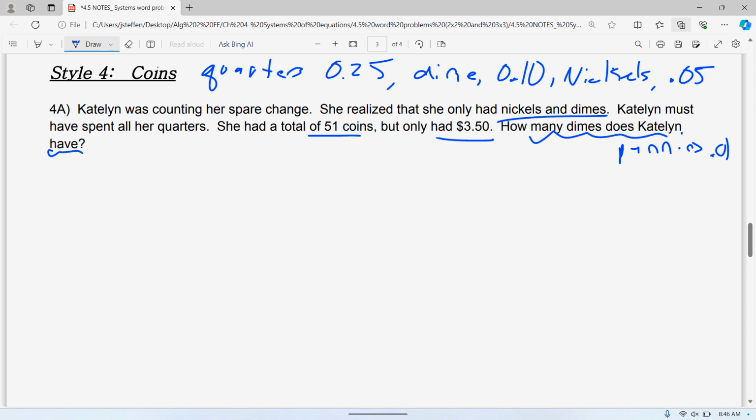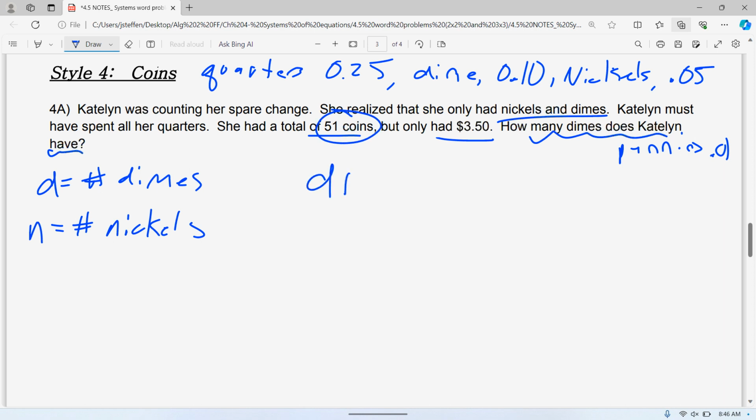So if all she has is dimes and nickels, again, the variables, D is the number of dimes, N is the number of nickels. Coins total, number of dimes plus the number of nickels, that's how many total coins she has. Remember, I told you this from the very second style we did, that a lot of problems have you adding the variables, just the plain variables with no numbers, and that equals the total. This is the third style that's like that. But then the hard one, then she has $3.50, a total of that.